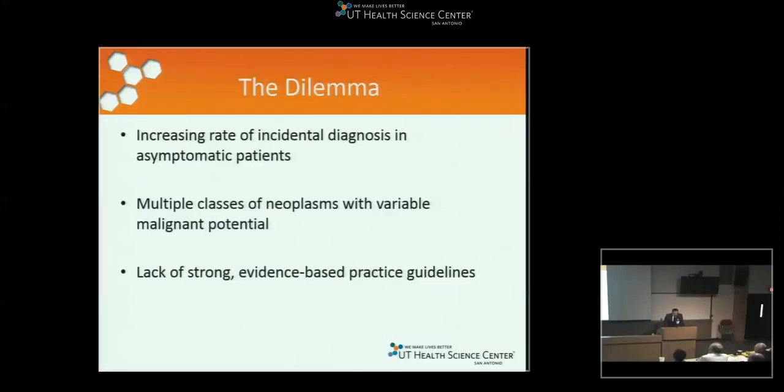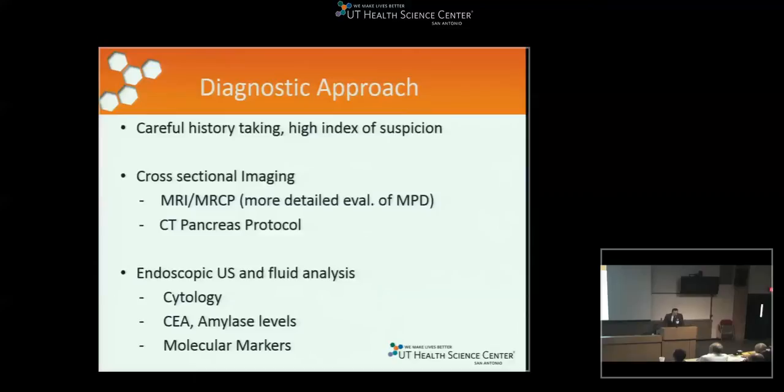So this leads to our dilemma. We have an increasing rate of incidental diagnosis in asymptomatic patients of a disease process with multiple classes of neoplasms with variable malignant potential, and overall a lack of strong evidence-based practice guidelines to assist us in caring for these patients. So in approaching these lesions, as always, it's important to take a careful history, have a high index of suspicion, and employ appropriate advanced cross-sectional imaging when indicated.